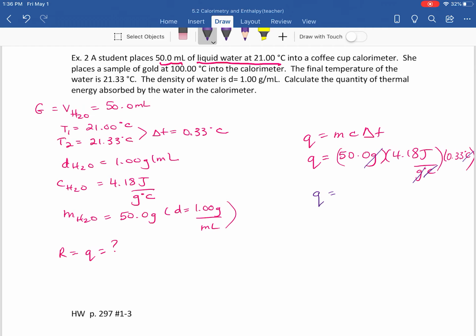Okay, clear. 50 times 4.18 times 0.33 equals. I got 60. Oh, wait, I must have hit something wrong. Hold on, guys. Let me try this again. 50 times 4.18 times 0.33, which equals 68.97 joules. And we are going to how many sig digs? 3, because of this guy right here. So my Q equals 69.0 joules. That is the amount of thermal energy absorbed by the water.